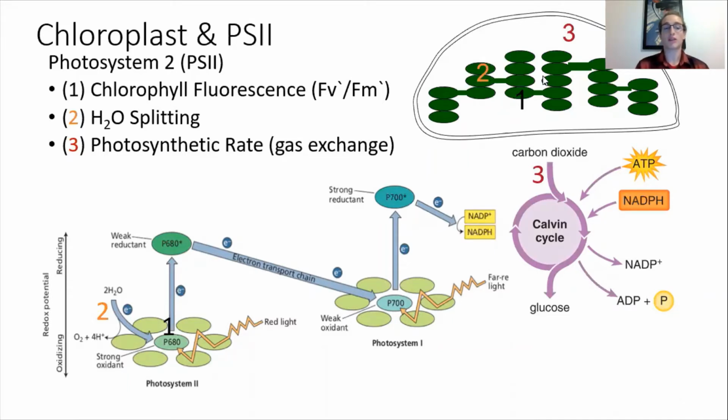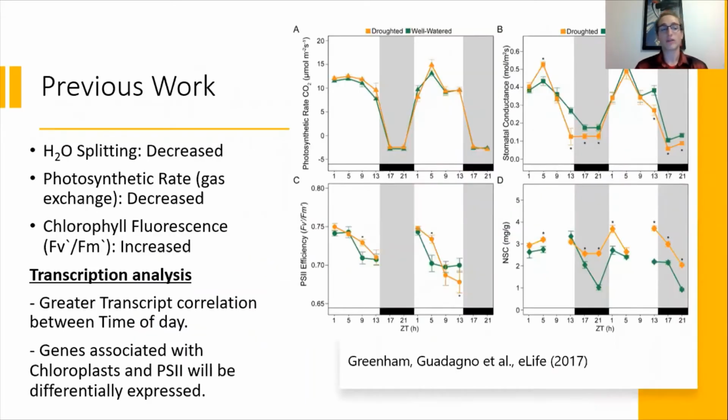Measurements of CO2 entering and being used by the plant versus respiration, where CO2 is produced, can be used to determine the photosynthetic rate of chloroplast, cell, and plant. In normal conditions, these measurements are often cyclic in nature. Drought is known to decrease water splitting and gas exchange while increasing fluorescence.